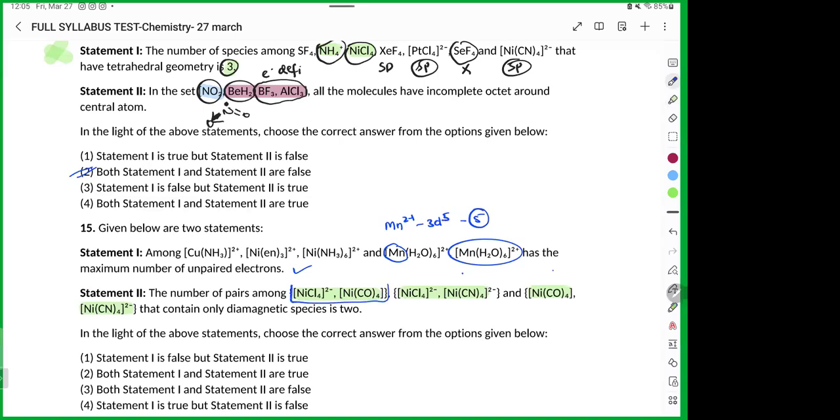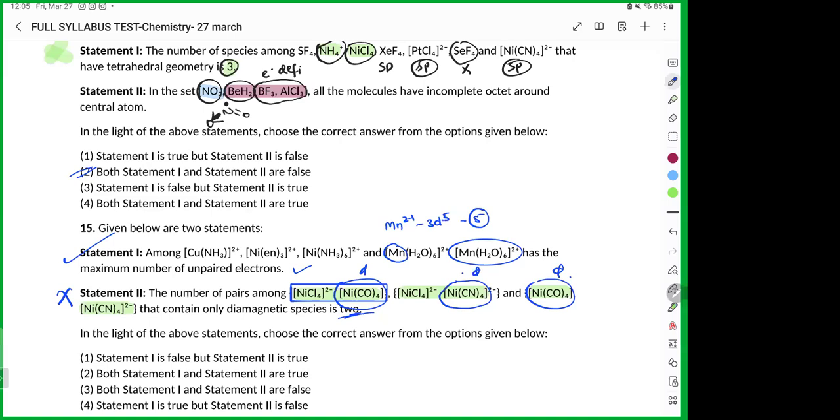Among these, in this pair, the second part is dimagnetic. Among this pair, the second part is dimagnetic. Among this pair, both are dimagnetic. So all 3 pairs have dimagnetic nature. So this is wrong. You got my point, guys? Or should I explain this again?